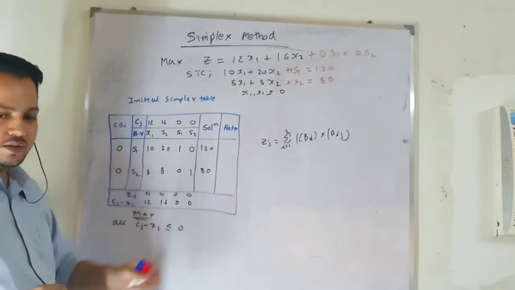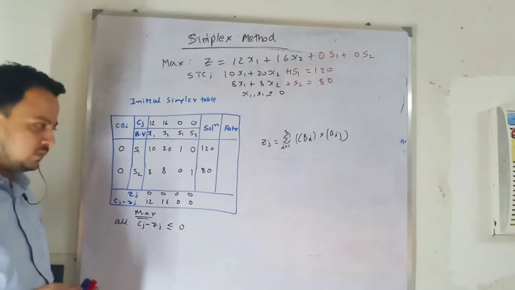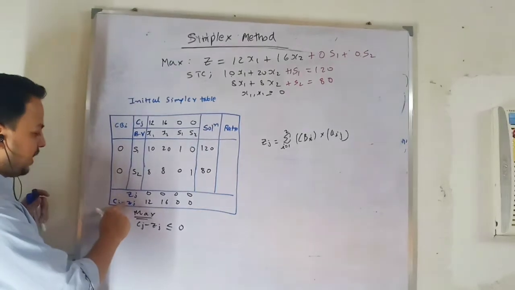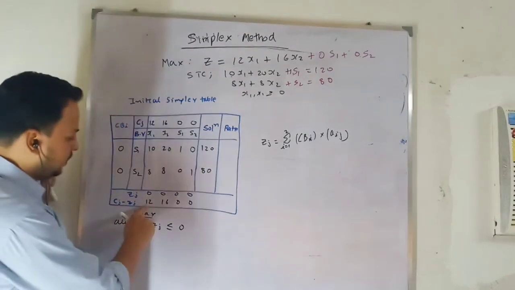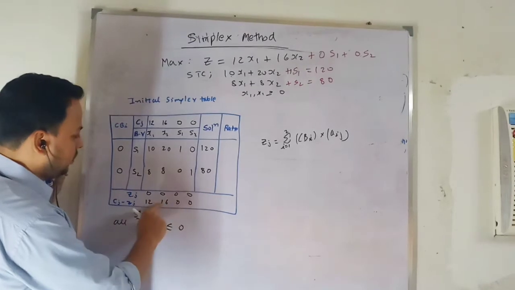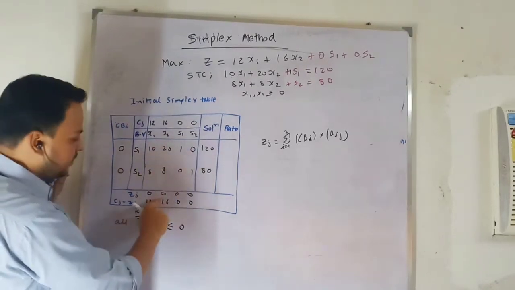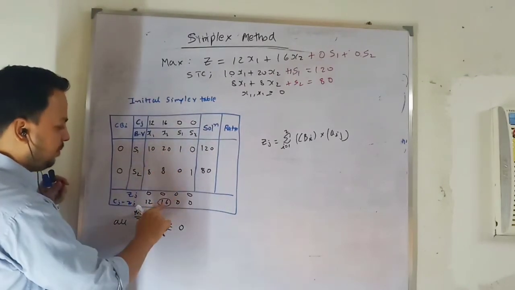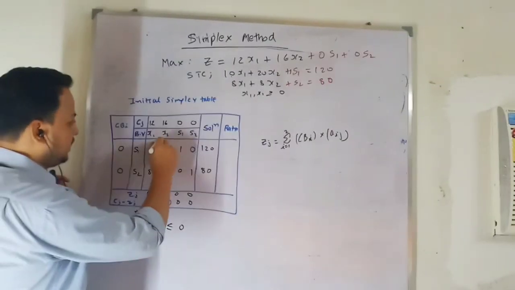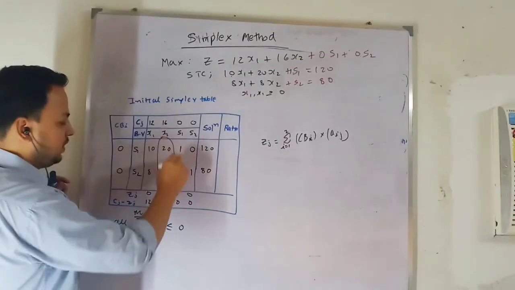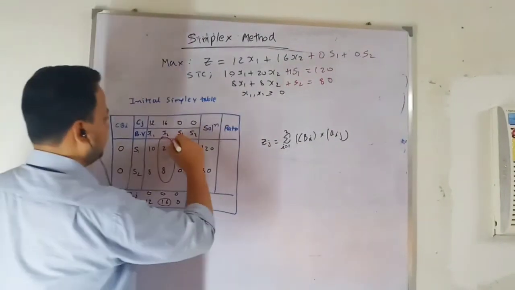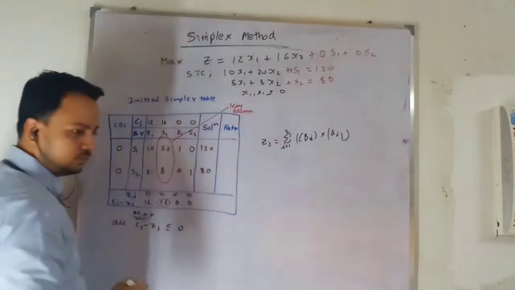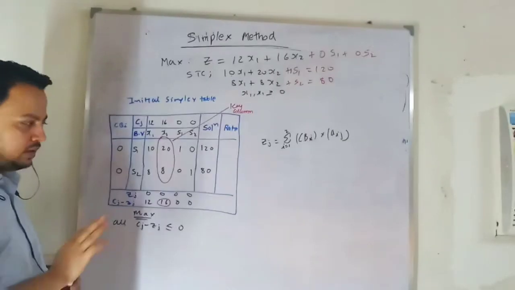So we have to construct an iterative table. How will we construct it? First look at which column has the maximum Cj minus Zj value. 12, 16, 0, 0. So in the second column I have the maximum value of Cj minus Zj. So this is called your key column.